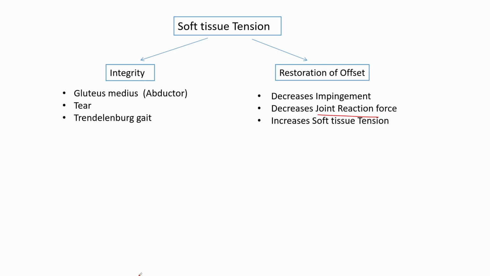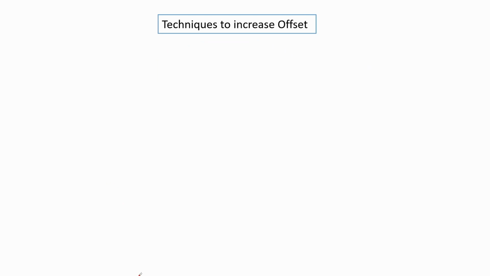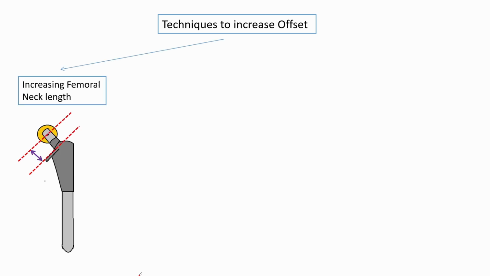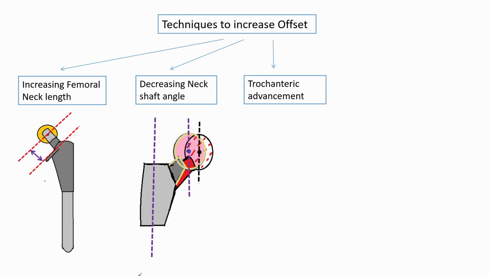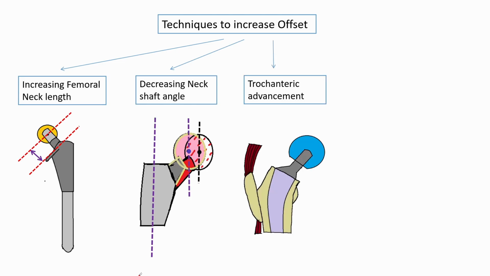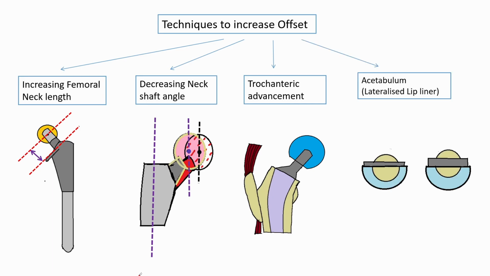the implanted hip. Some techniques to increase the offset are increasing femoral neck length, decreasing the neck shaft angle, trochanteric advancement to a more lateral and distal position, and use of a lateralized lip liner in the acetabular component.